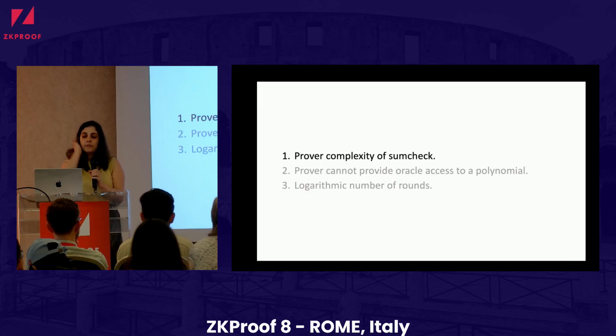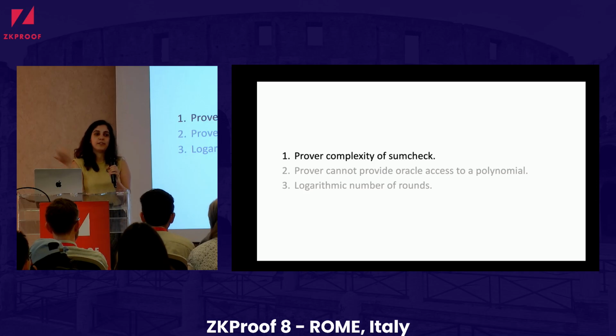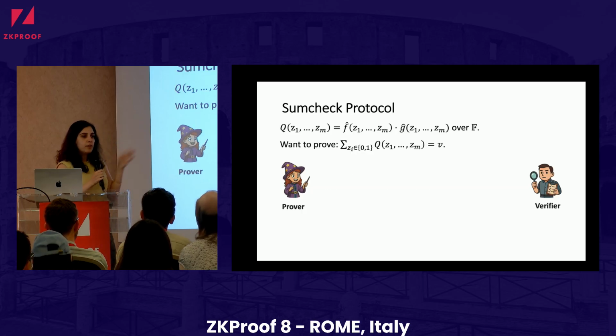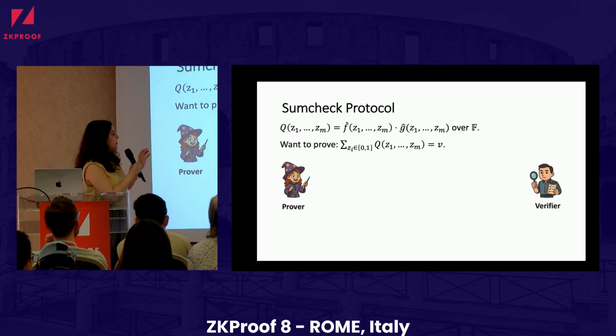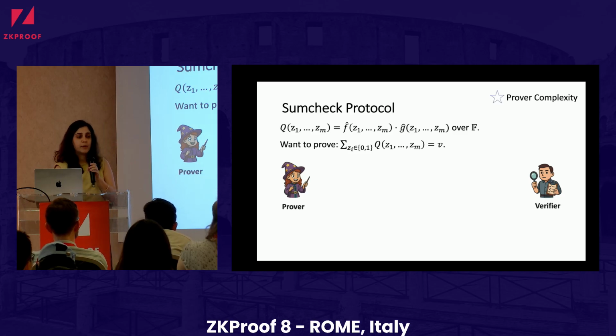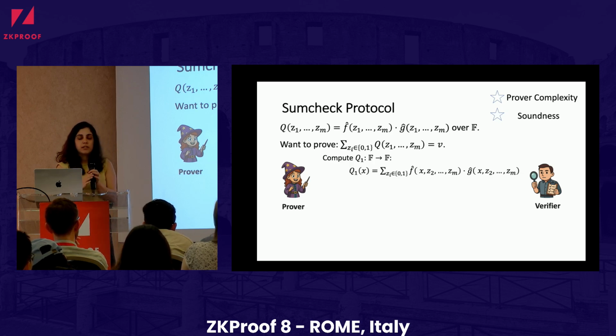Okay, so let's start with the prover complexity of sumcheck, and you're probably used to thinking that sumcheck has a linear prover complexity, so let's understand why in this model it doesn't, and then how we solve this. Okay, so we know what the sumcheck protocol does, and let's get a bit into how it works, and we want to keep in mind two things, the prover complexity and the soundness, which we'll analyze later on. So how does the sumcheck work?